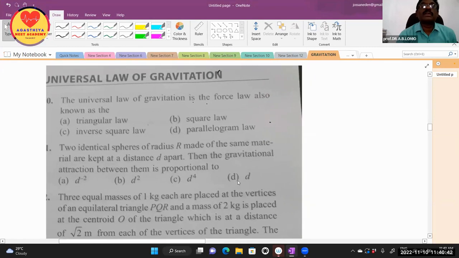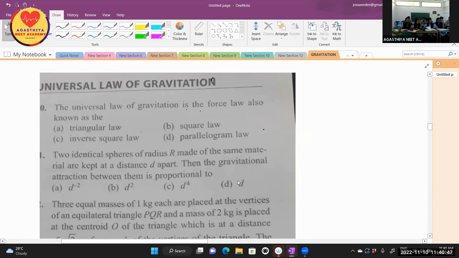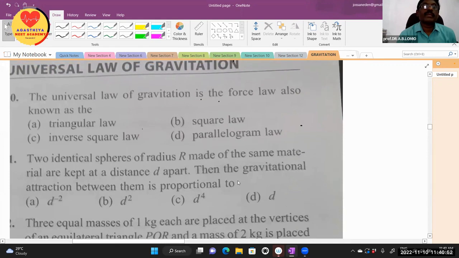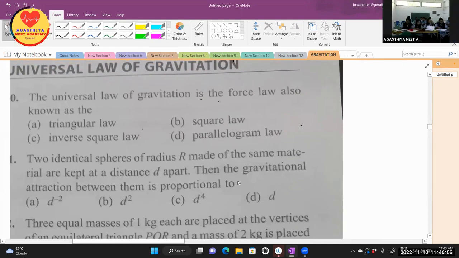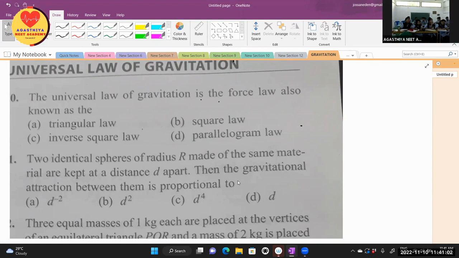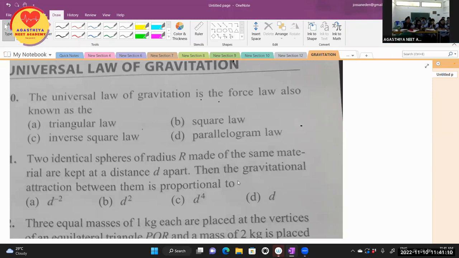Students, can you see this? Okay. See the first question. The universal law of gravitation is the force law, also known as option A, triangular law, option B, square law, option C, inverse square law, and option D, parallelogram law. Which one is correct?